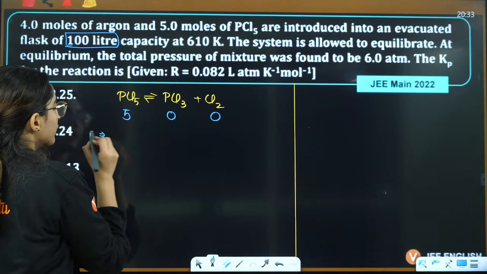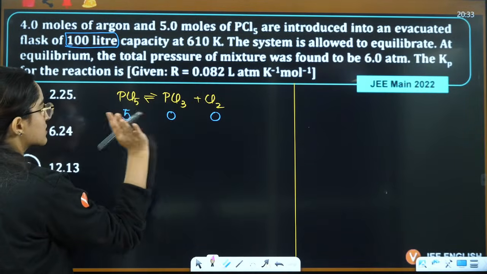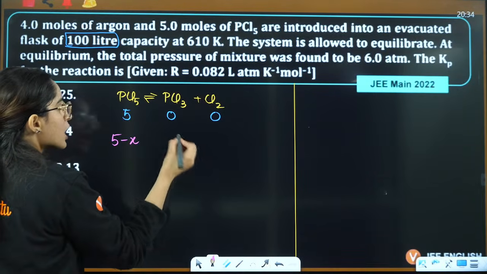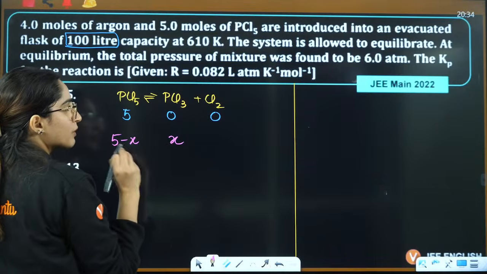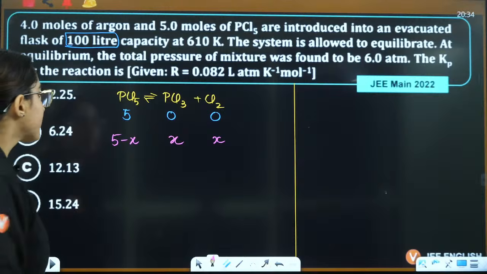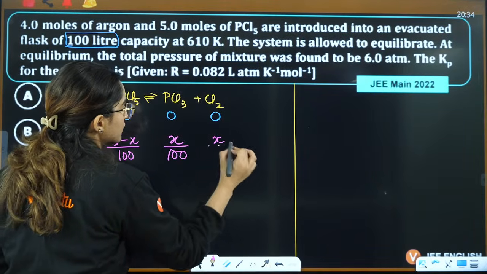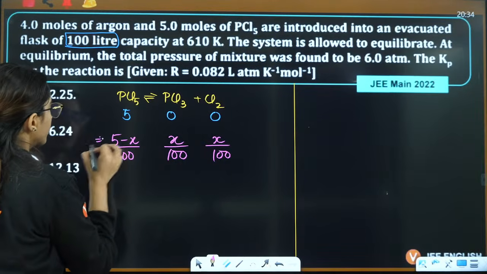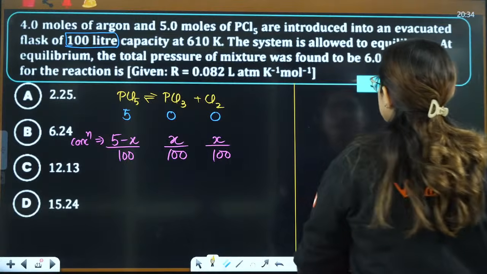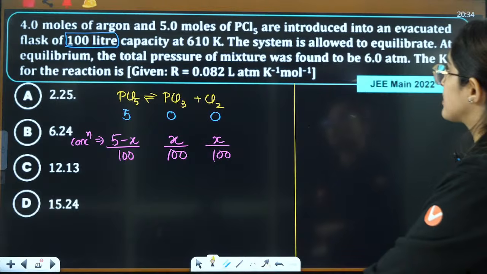So at equilibrium, what will happen? At equilibrium, see if it is balanced. Yes, it is balanced. So this is 5 minus stoichiometry multiplied by x. In product, it is stoichiometry multiplied by x. This will be stoichiometry multiplied by x. Okay. Now you will divide it by the volume in liter, because you want to have the concentration. Right? Now they have given that 4 moles of this and this.